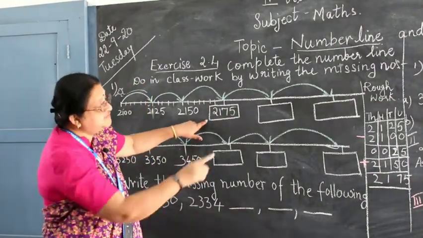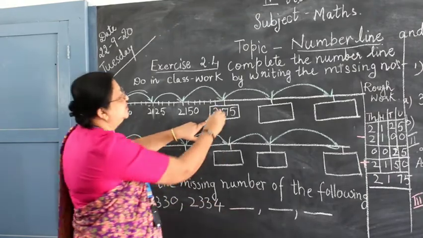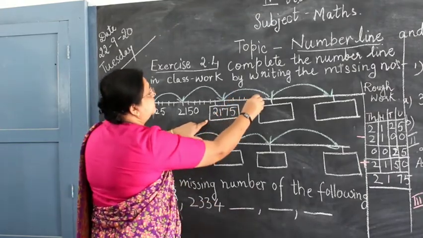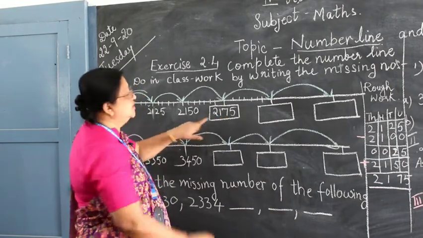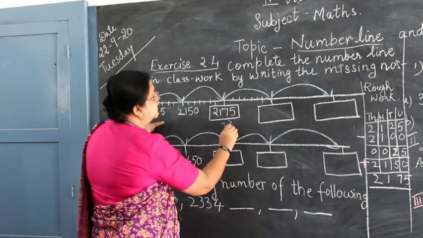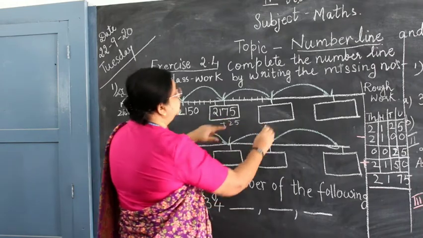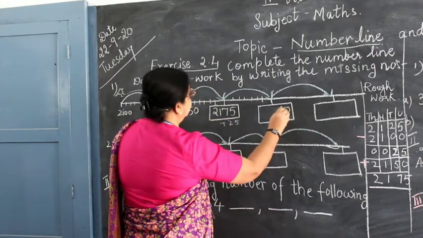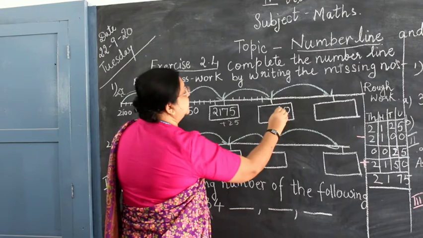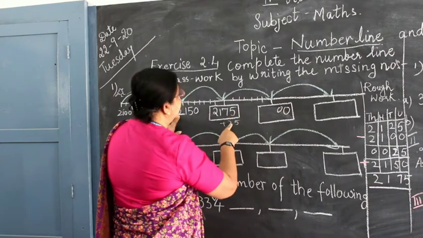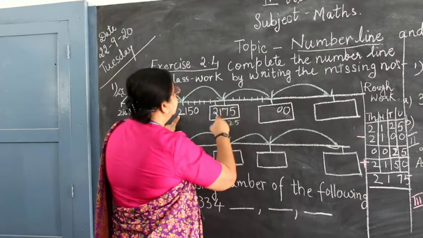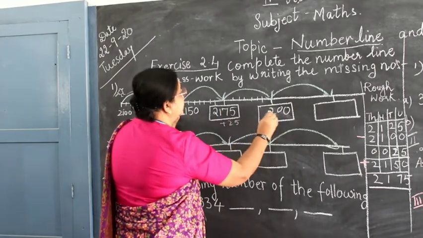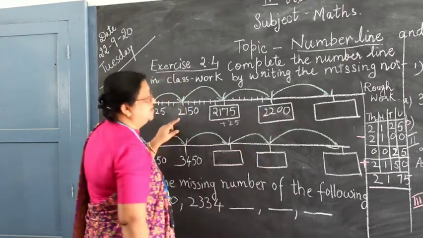Now you know the difference is 25 children, you know it is 25 here everywhere. So again you add up 25 here. So when you add up plus 25 in your rough column, how much you will get? You will get 10, then again 8 and 9 plus 1, you will get 10, then 2, then 2200.